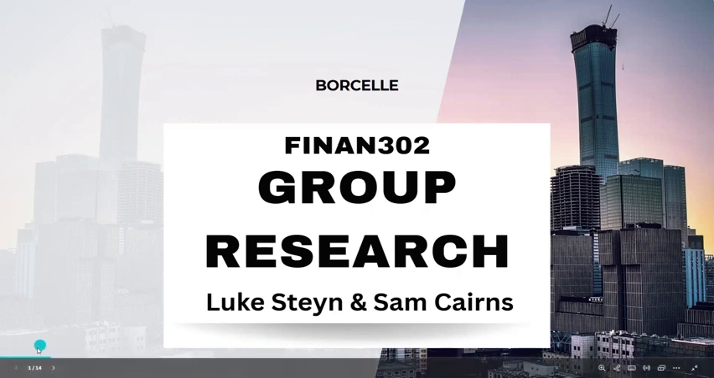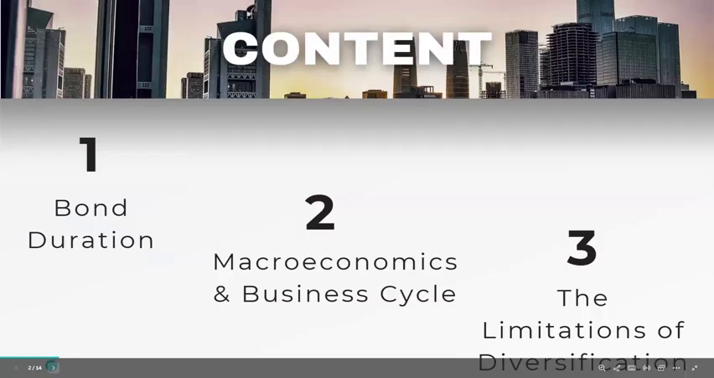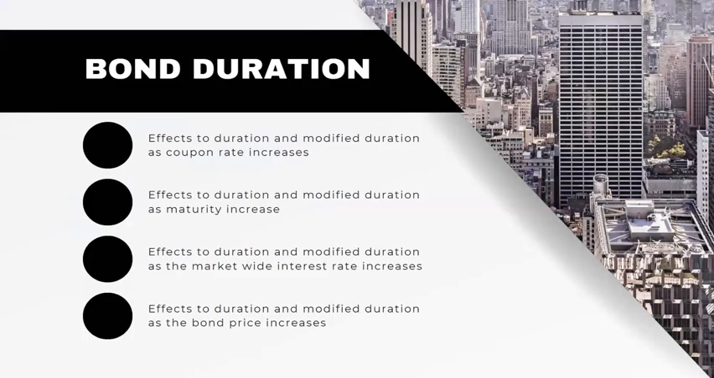This section explores how duration and modified duration are affected by four key factors: changes in coupon rate, increases in bond maturity, fluctuations in market-wide interest rates, and variations in the bond's current market price. Each of these factors alters the timing and value of cash flows, influencing the bond's interest rate risk profile. Through explanation and numerical examples, we'll illustrate how these relationships work in practice and how they can impact investment decisions, especially during volatile or uncertain economic periods.